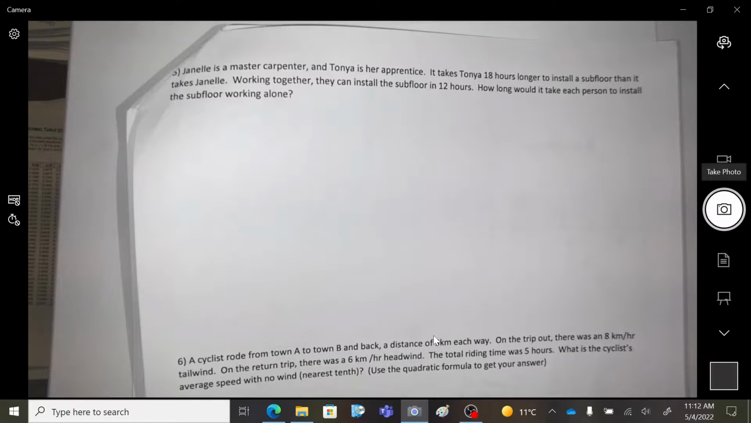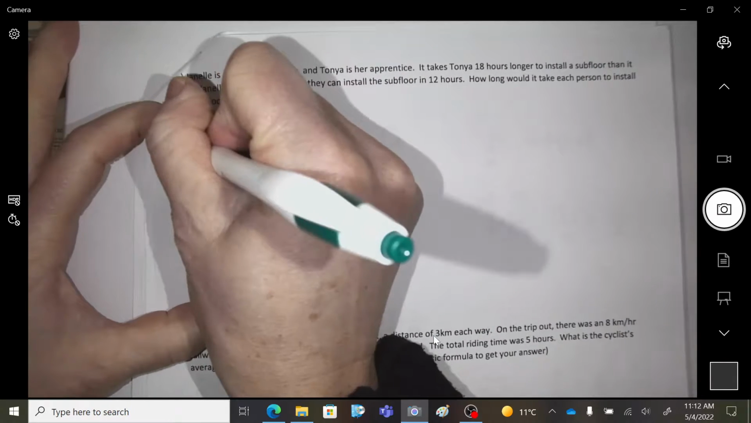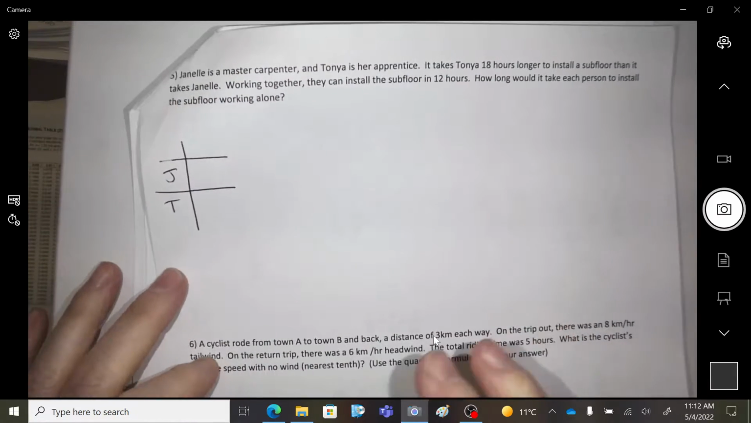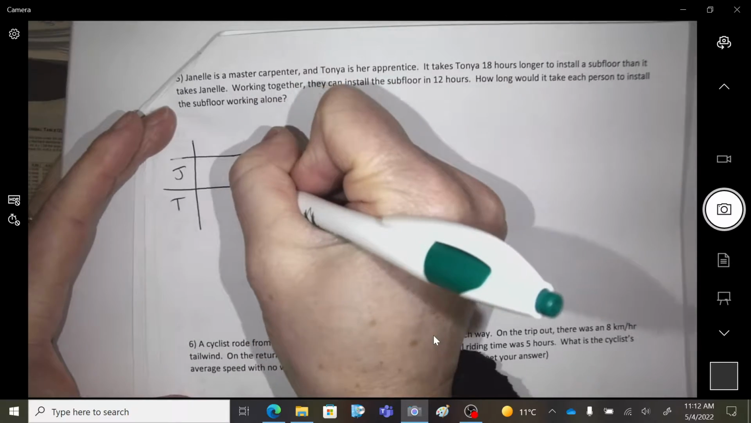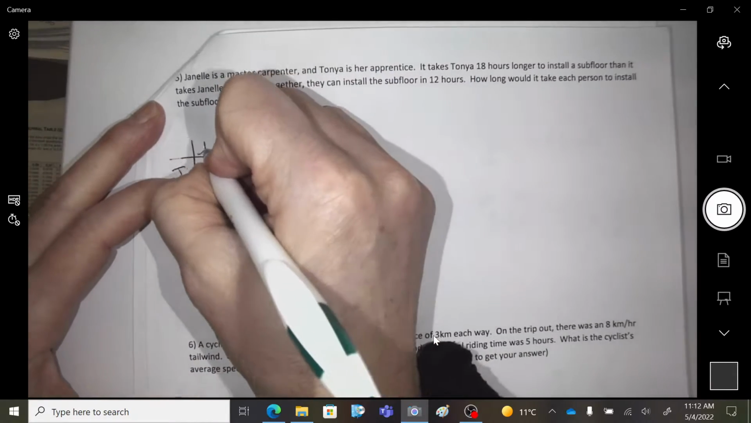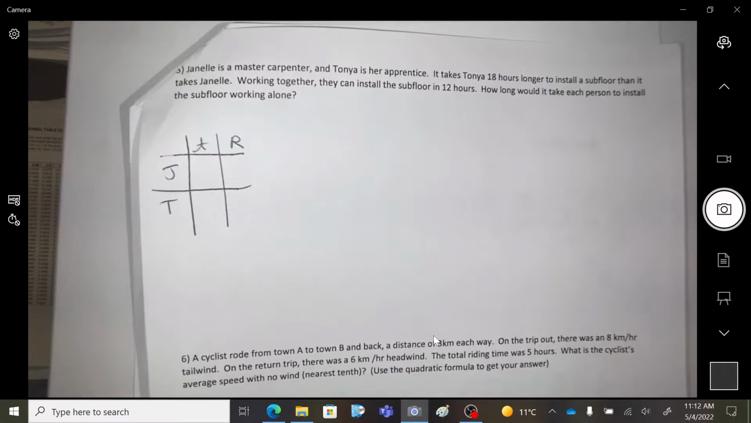So Janelle is a carpenter and Tanya is her apprentice. So they're going to be working on a job here. So Janelle and Tanya. And then what do we always do at the top? Remember the two things? Time and rate. And then we're always remembering rate is how long it takes somebody all alone to finish a whole job. That's what rate always is.